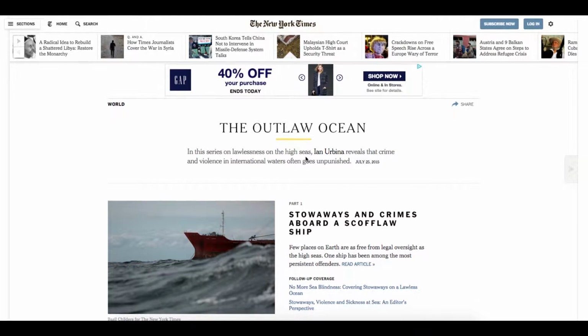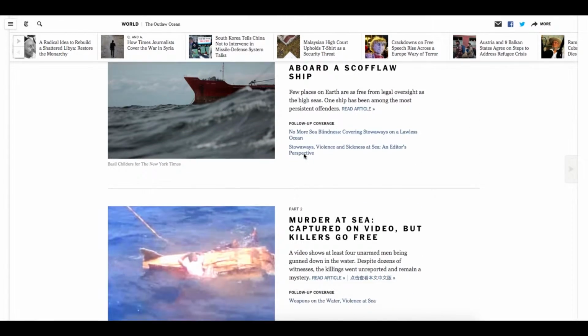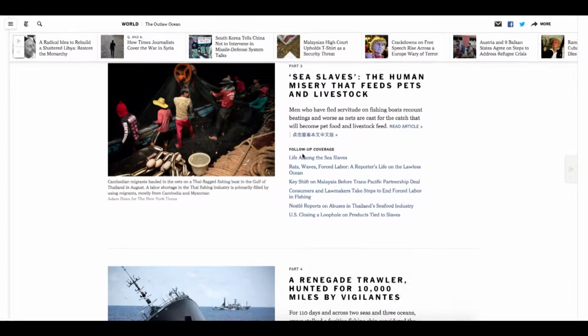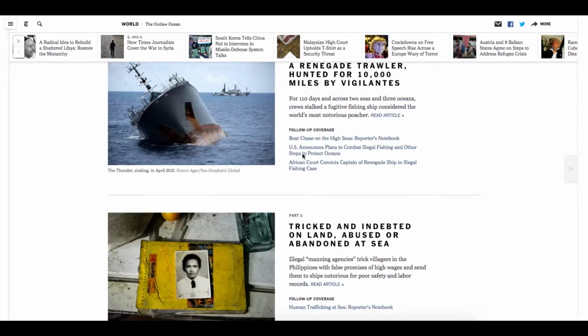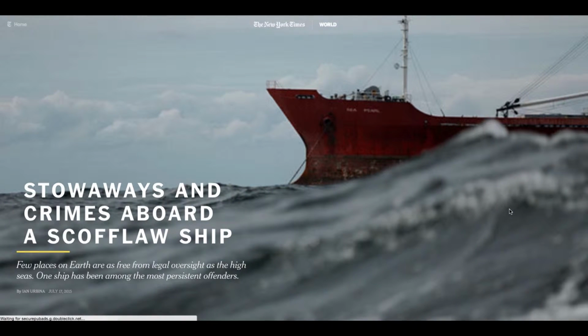The Outlaw Ocean by the New York Times is a piece of long-form journalism in a multimedia format. Stories told in this format are long and in-depth, featuring many different chapters and effectively using sequence to tell the story in a particular order. In this case, the New York Times is addressing lawlessness on the high seas.